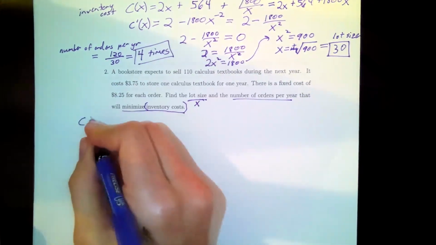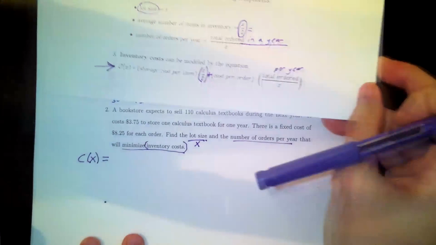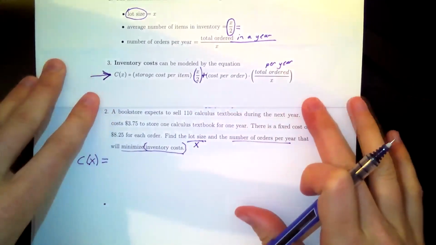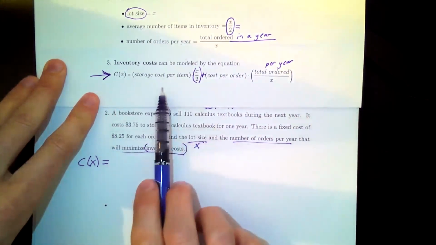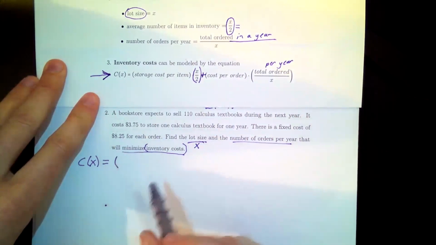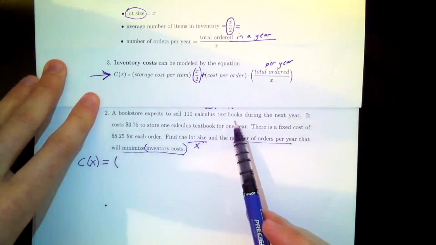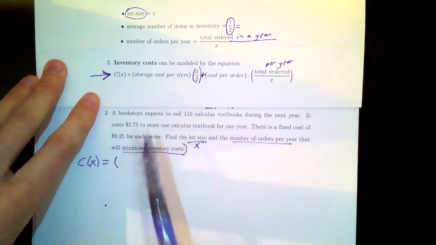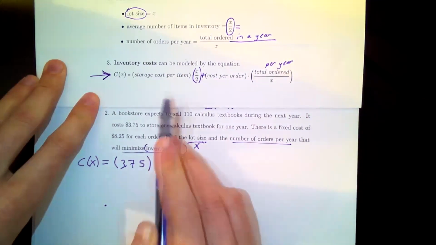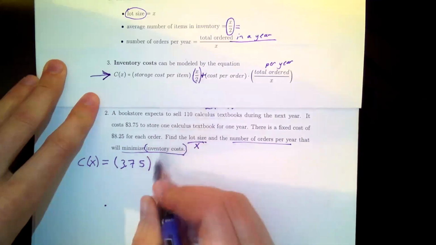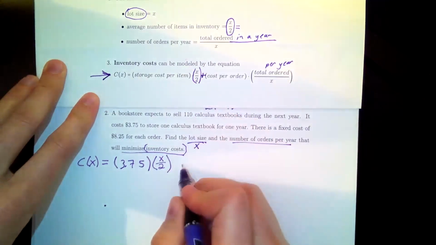So that means that we should build our inventory cost function again, which means that I want to use that generic wordy version that I have from my previous page. So the inventory cost function, you build it. It's the storage cost per item. So our item this time is textbooks. How much did it say that it costs to store your textbooks? It said $3.75. And you would take the storage cost per item times that X divided by 2. It's always going to be X divided by 2. That part will never change.